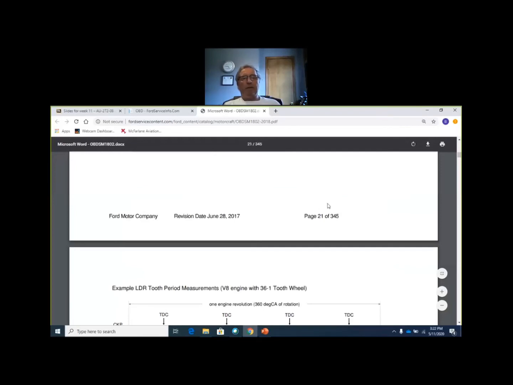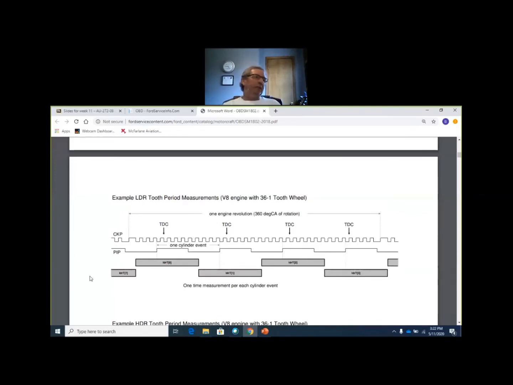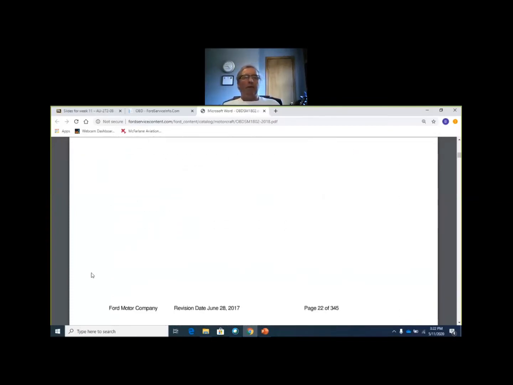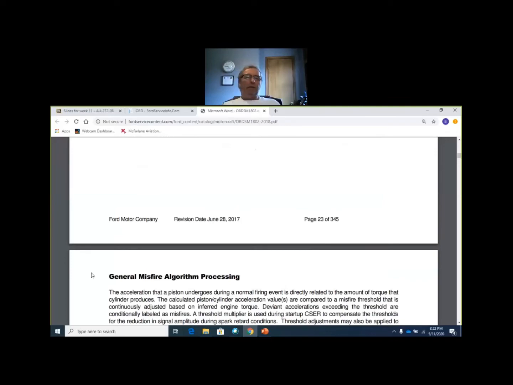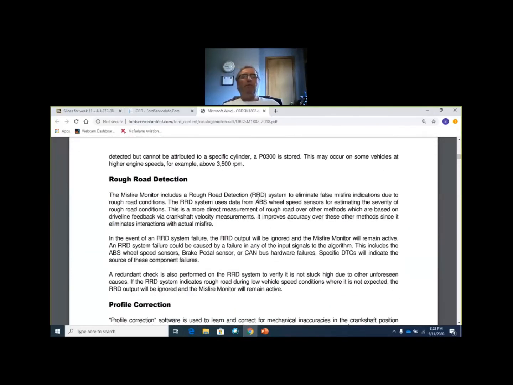Misfire monitor, not going to get too much into. It's watching the crankshaft acceleration, and it's trying to determine if the crank is accelerating steadily. In other words, if each cylinder is pushing with the same amount of torque on that crankshaft. But here is something kind of interesting about it, right? There is a rough road detection. Now, I don't know if I go back to an older vehicle if I'm going to find this. This is a 2018.